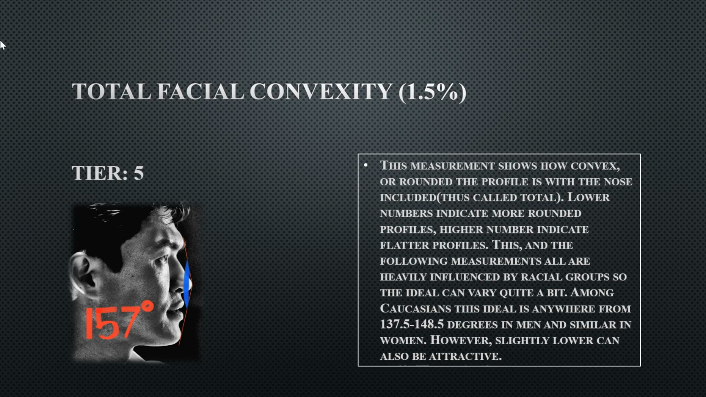All right, so this is going to be the last measurement. It is the total facial convexity. He gets a tier 5 for this. This is completely way off, I'm not going to lie to y'all. 157 degrees is way off of the ideal range, and this is extremely flat. He's probably one of the flattest total facial convexities I've seen.